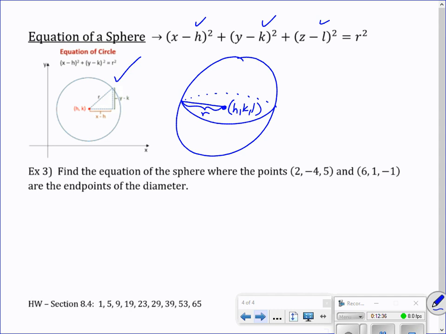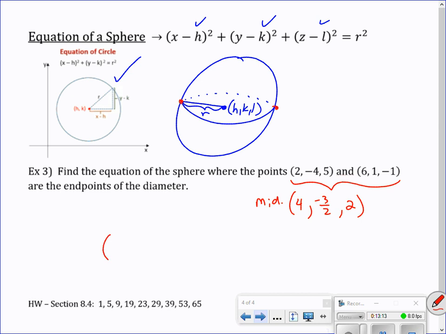All right, so for my last example here, it says find the equation of the sphere where these 2 points are the endpoints of the diameter. So I need to calculate their center, so I can find the center of my sphere. The center would be the midpoint of these 2 points. So I add them up and divide by 2. The first part, I get 8 over 2, which is 4. The second part, I get negative 3 over 2. And the last part, 5 plus negative 1 is 4, 4 over 2 is 2. So that's the center of my sphere.